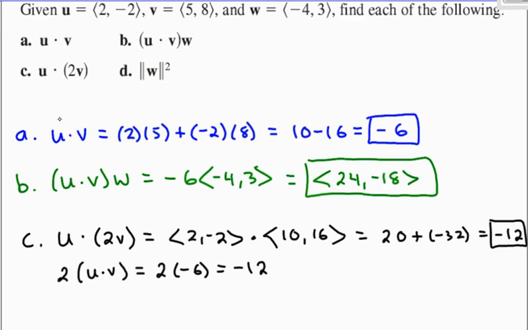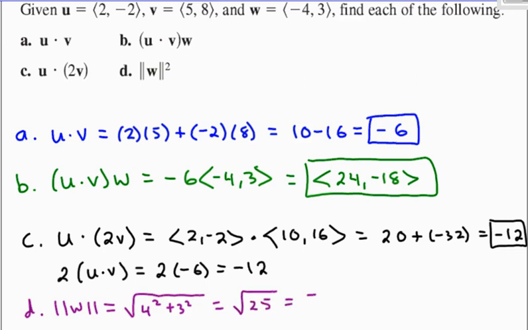Okay. Now for D, I want to do the magnitude of W squared. So if I find the magnitude of W, I'm going to take the square root of 4 squared plus 3 squared. Remember again, I ignore the negatives. That just tells me to go left. So I get the square root of 16 plus 9, the square root of 25, which is 5. So if I want the magnitude of W squared, I just add the square and I get 25.